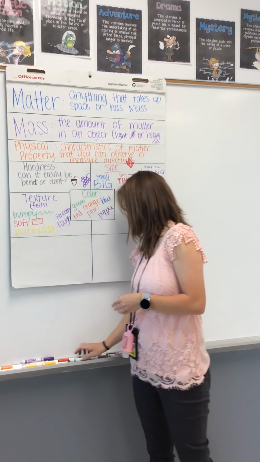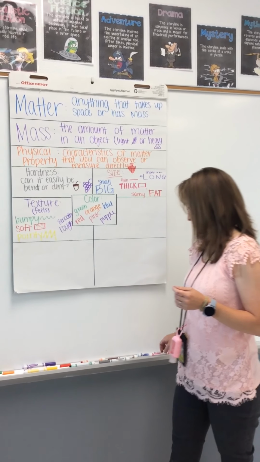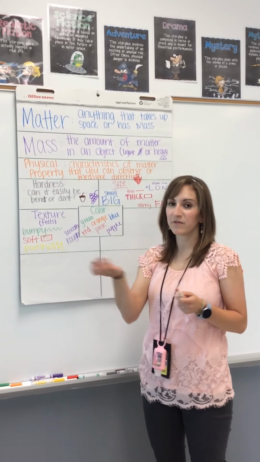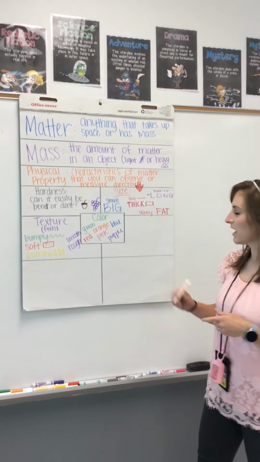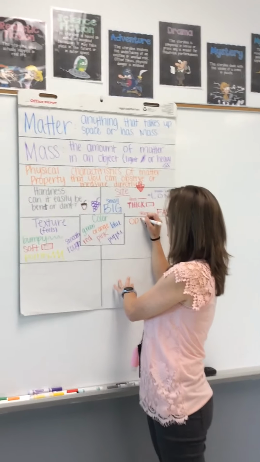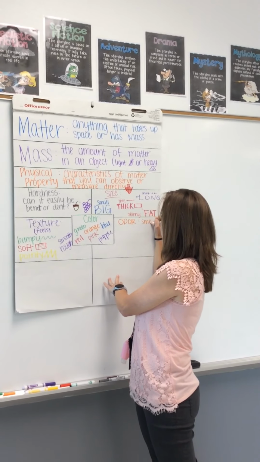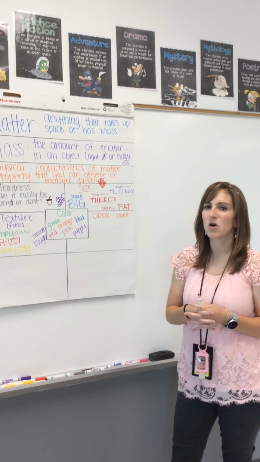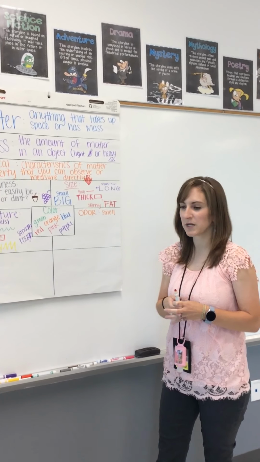Let's see, what color haven't I used? Let's do orange. So we talked about how something feels. Next we can talk about how something smells. And when we're talking about smell, we're talking about something's odor. So odor is smell. So some examples of how something could smell are stinky or fresh or rotten or sweet.